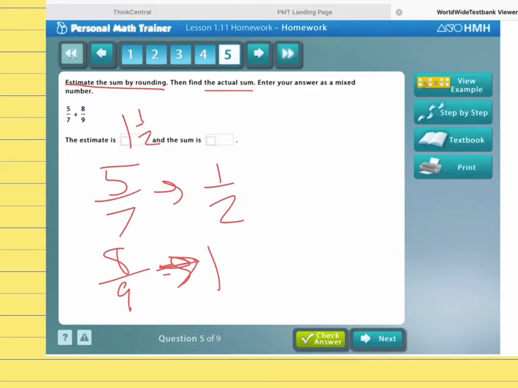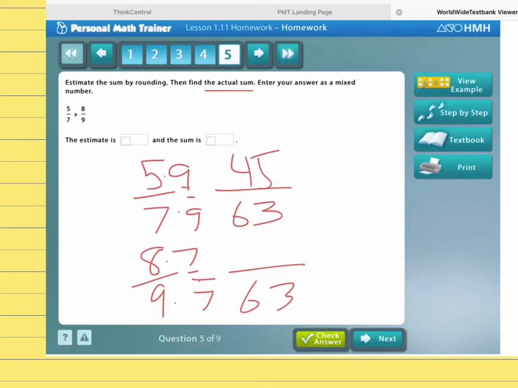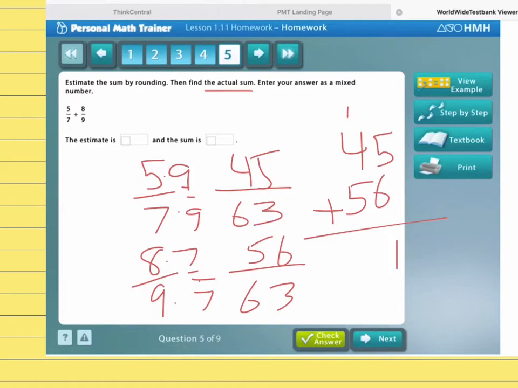answer of 1.5. Then to find the actual answer, you will change these into like fractions. And again, I'm just going to use a multiple of 7 and 9. I know 7 times 9 is 63, so I'm going to use that as my common denominator. And multiply numerator and denominator by the same number, giving me 45/63 and 56/63. I'm going to add those together. And again, use a calculator if you need to, or just practice your math facts. Going to end up with 101/63.